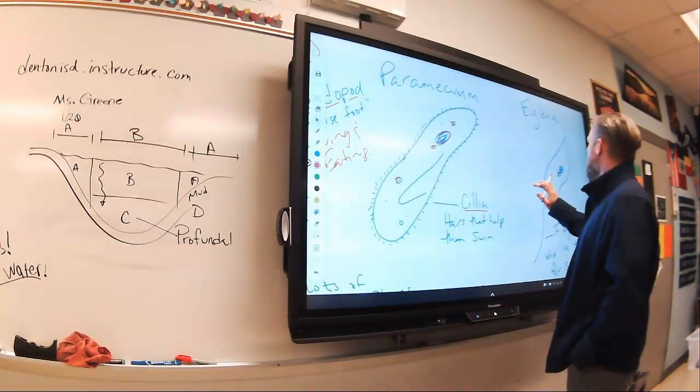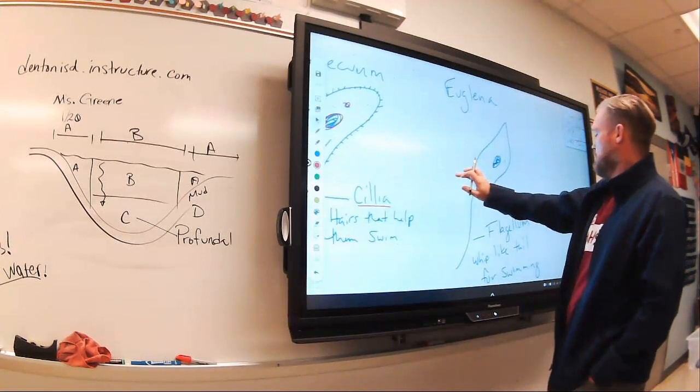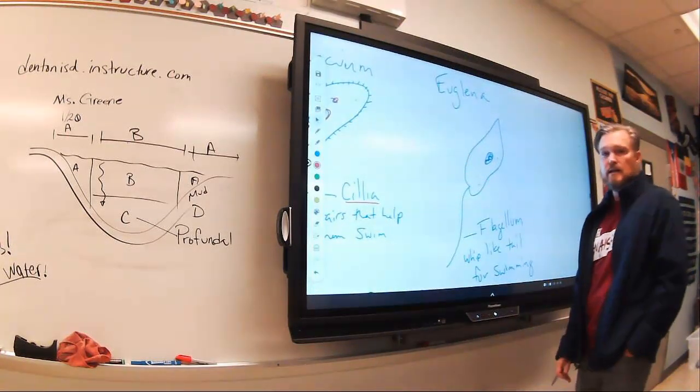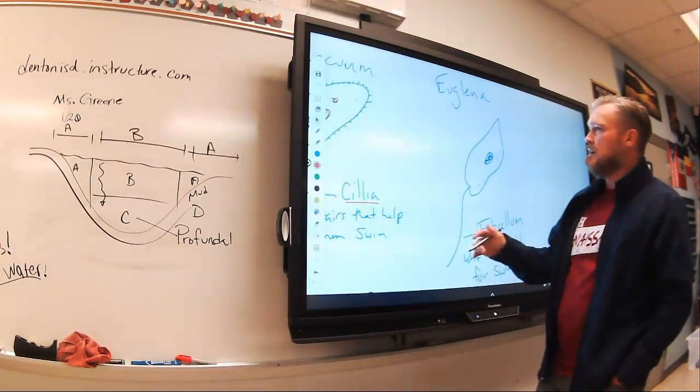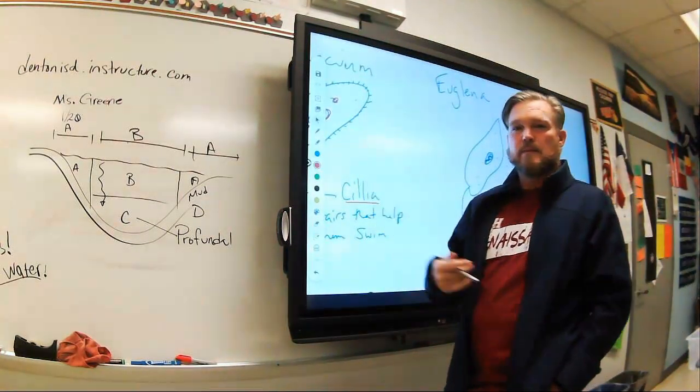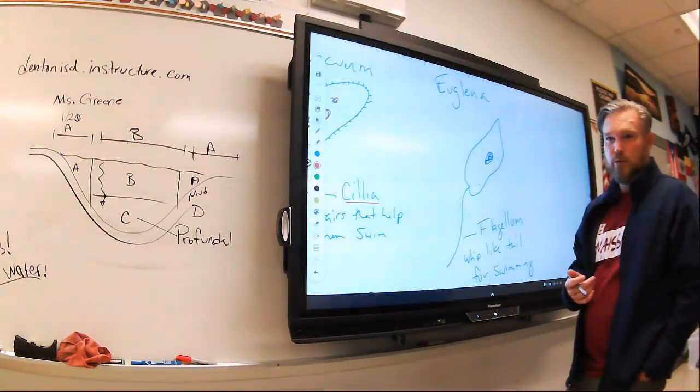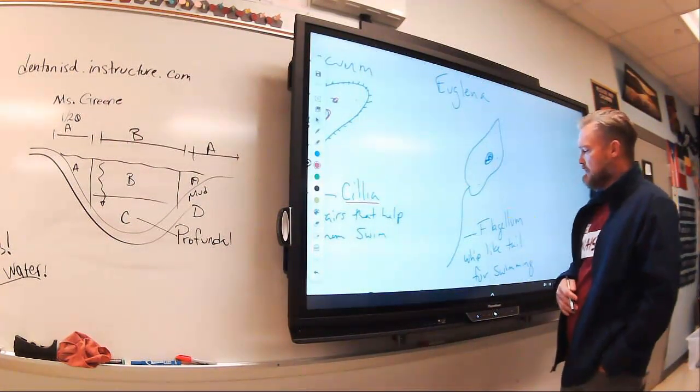Let's move again to Euglena. So this is our friend, the Euglena. This is actually the smallest of these three. Euglena is small enough that it could fit inside of a Paramecium, and there would be room there. So he's pretty small. He's hard to see in a microscope.